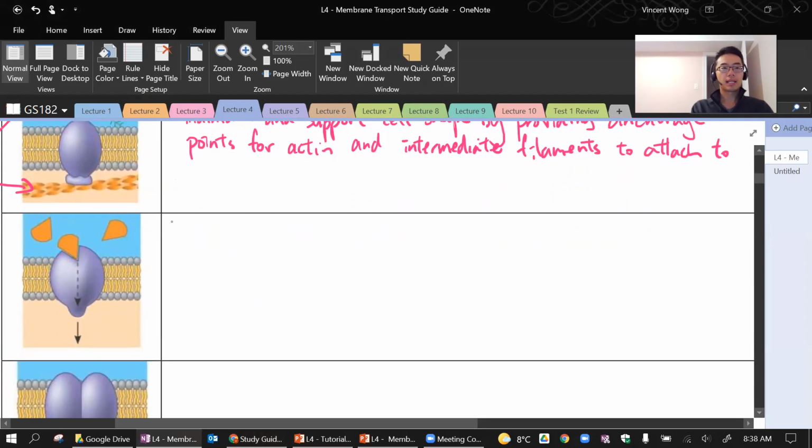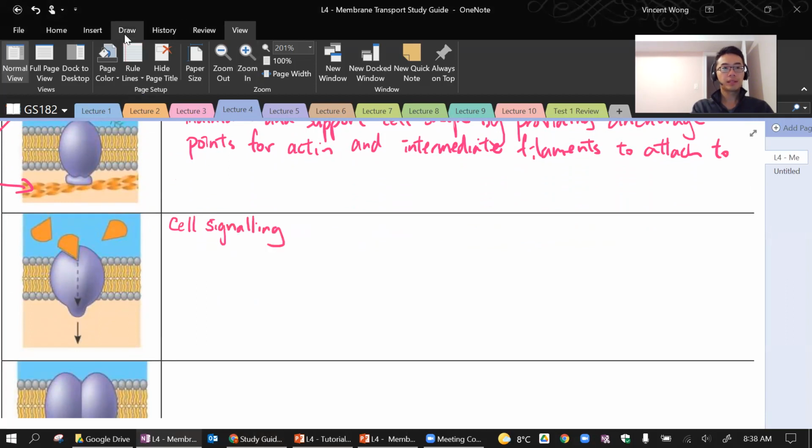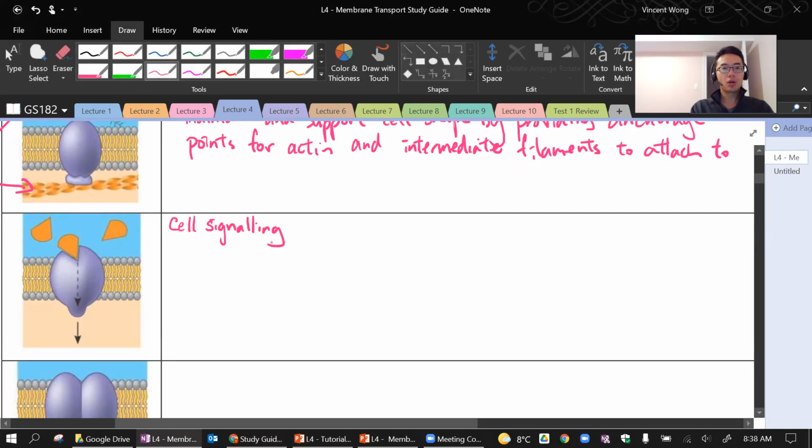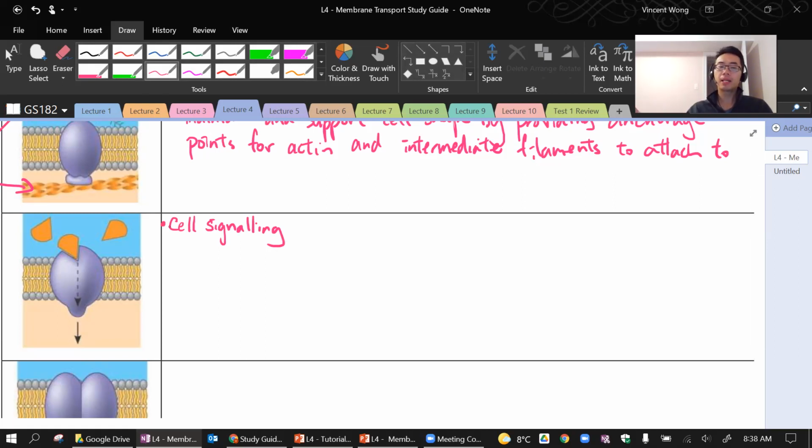Next function is cell signaling. So a lot of hormones, well, we know hormones have two categories, right? They are either made up of lipids or they are made up of proteins. So they function a little bit differently.